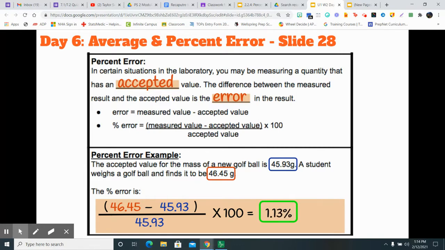The biggest thing to remember here is to do the subtraction first, press enter on your calculator, then divide, then multiply by 100 to switch it into a percent. So it's 3 different steps, but you just have to decide what is accepted versus what you got. The measured value is always what you did and what you got from the lab.